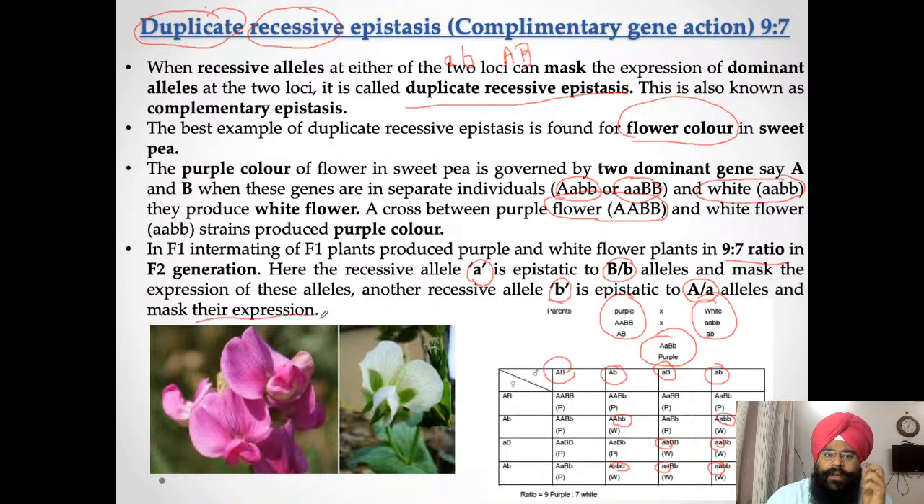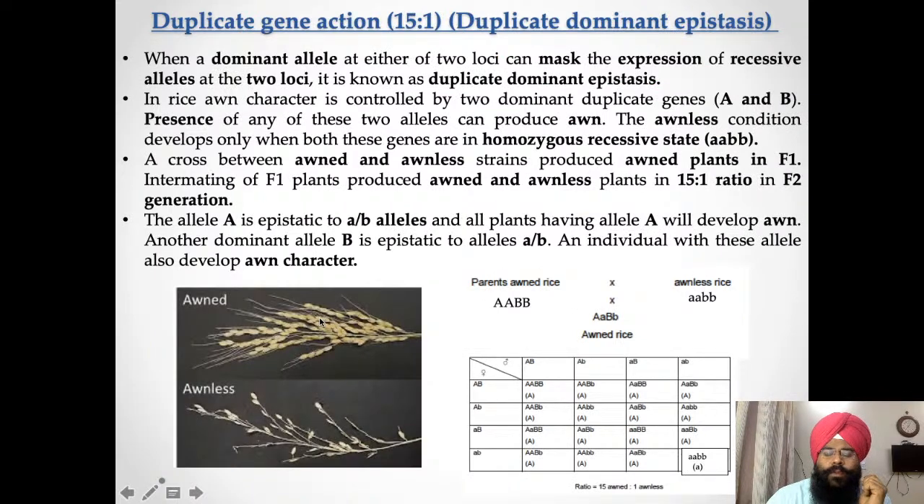So that was about complementary. First was the duplicate recessive epistasis. Now comes the duplicate gene action, when dominant alleles at either of the loci can mask the expression of recessive alleles. So in this case, a dominant gene is masking the expression of the recessive allele. So it's the other way around from the previous section. It is known as duplicate dominant epistasis. So dominant genes are taking care of the recessive genes.